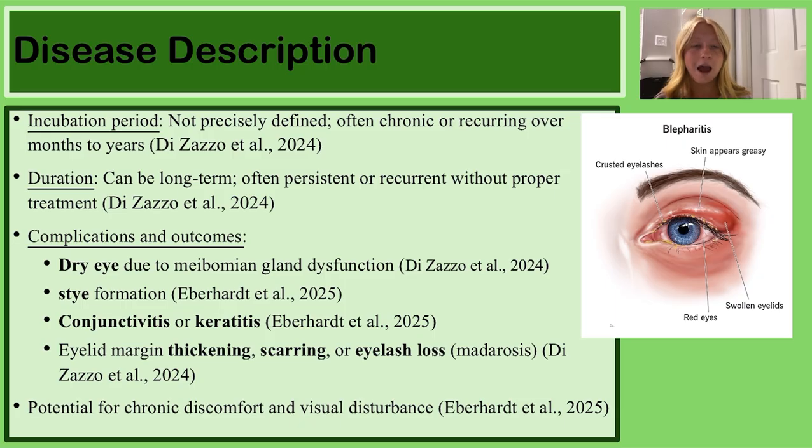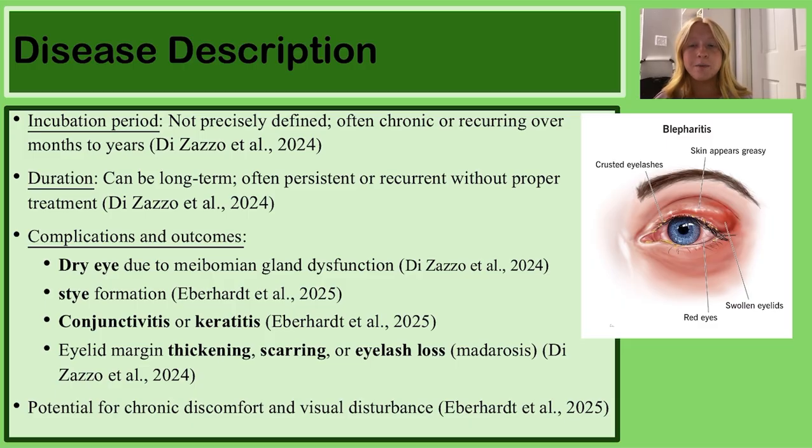So blepharitis doesn't have a classic incubation period like infectious diseases because it can be caused by chronic colonization by bacteria like S. aureus or other non-infectious factors. So in many cases, the disease is persistent or recurring over months to years, and it makes it a chronic condition rather than an acute one. And the complications can be significant if they're untreated.